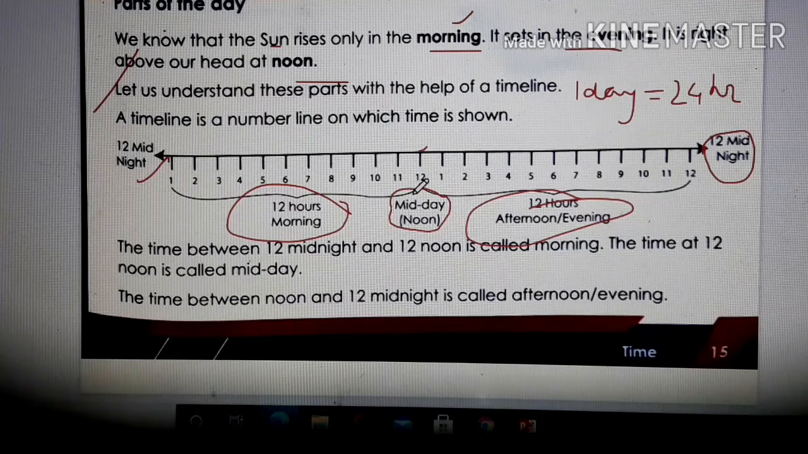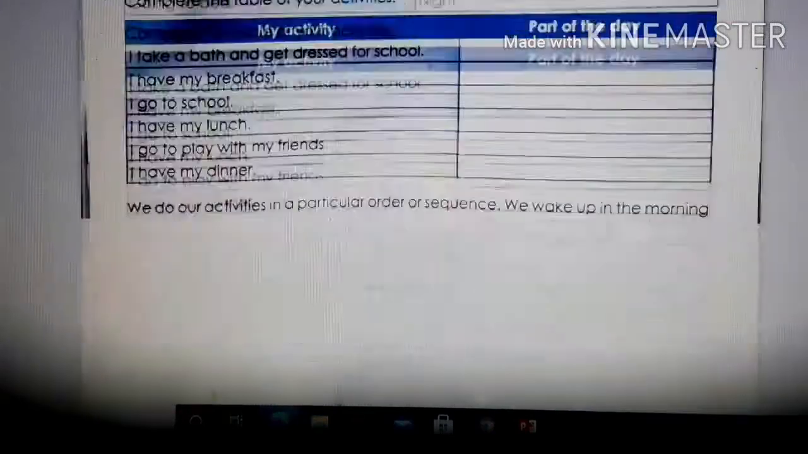From 12 noon to midnight, children, there are 12 hours, with the afternoon and evening. And from midnight to noon is your morning. Understood? And this is how there are 24 hours in a day. 12 hours plus 12 hours makes 24 hours. So you know that in a day there are 24 hours. Is it clear?